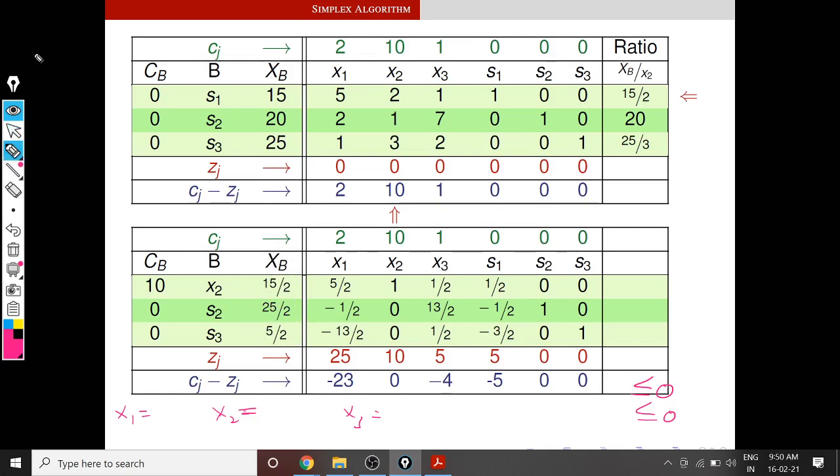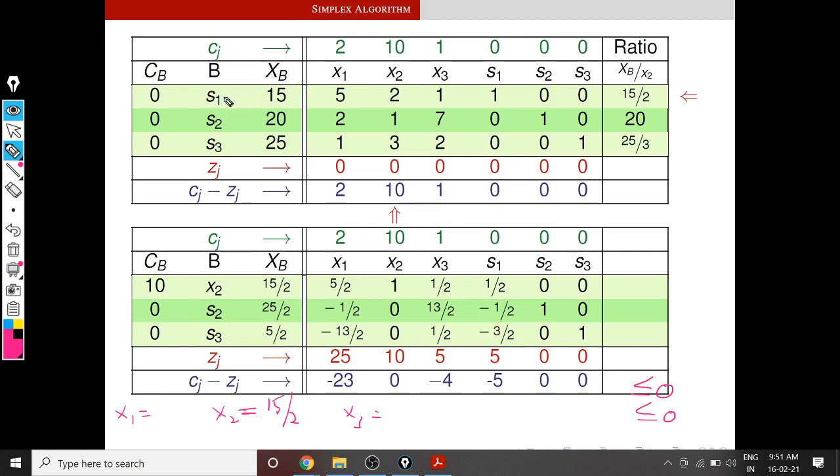From this table, the value of the variable is in the third column. So x2 is actually 15/2. What about x1? What is the status of x1? Is it basic or non-basic? Yeah, x1 is non-basic. Only the variables inside this table are basic.